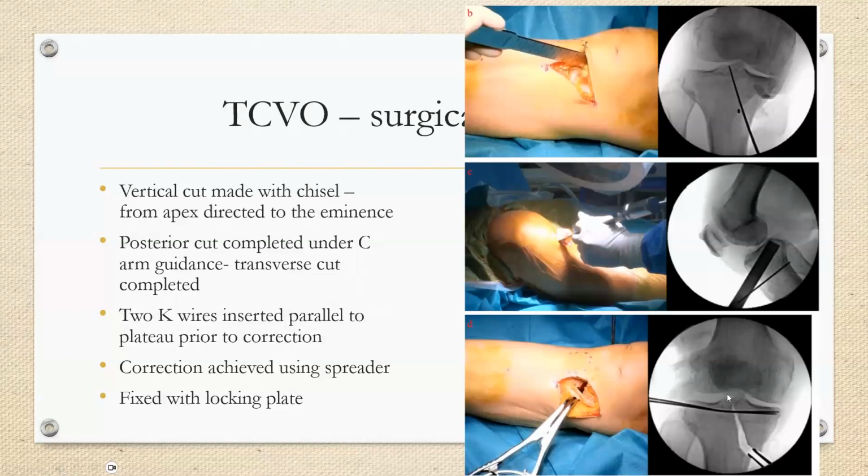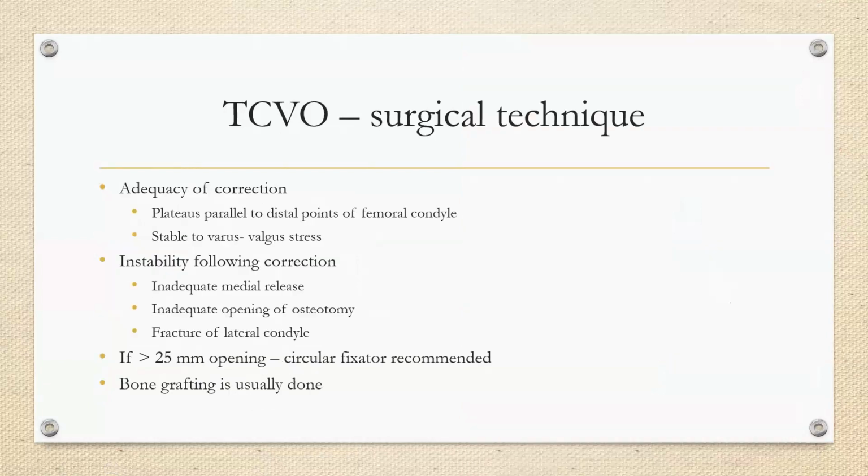Once the osteotomy is completed, the fragments are held in place using 2 K wires. The correction is achieved using the laminar spreader. Once the adequate correction is achieved, it's fixed with the locking plate. So the most important question: how do you know you have achieved adequate correction? This is basically only an intra-op measurement.